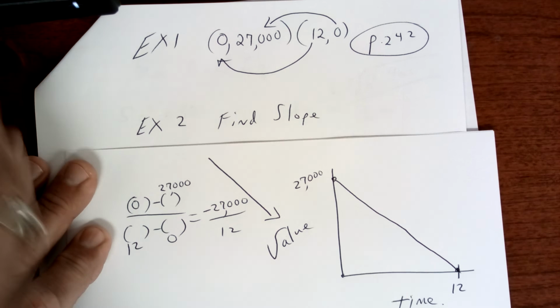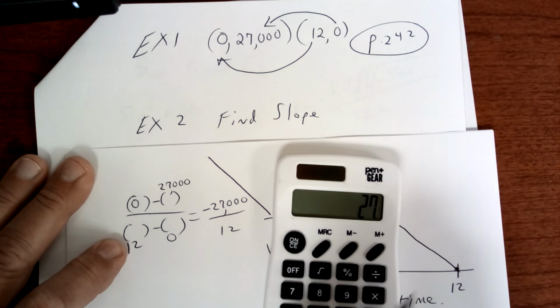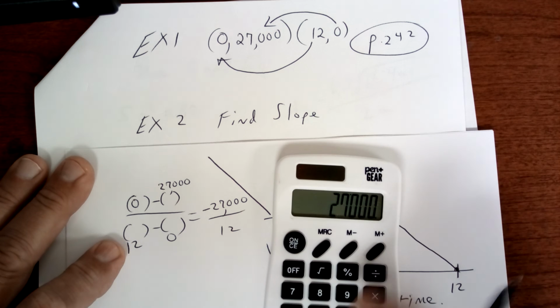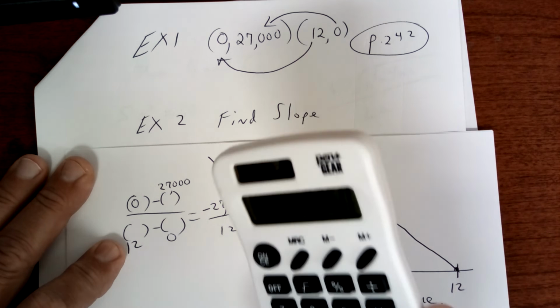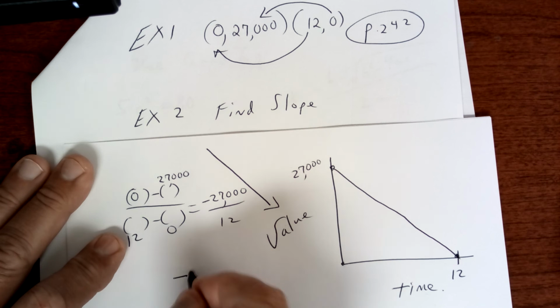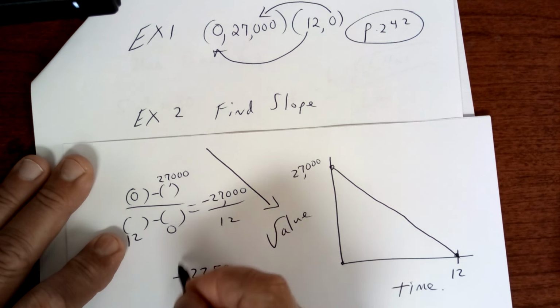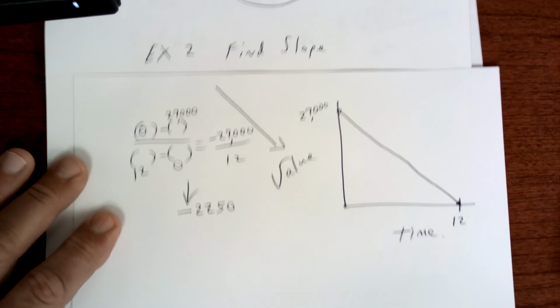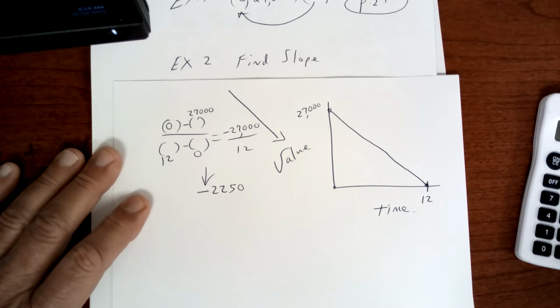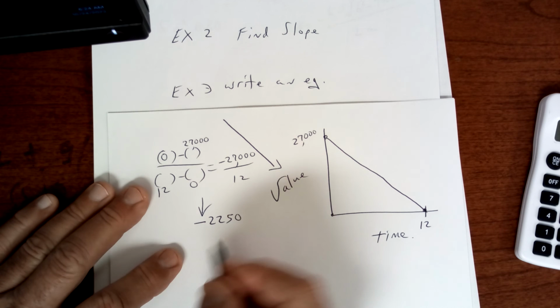So you take your calculator, and you get 2250. So this car is decreasing by $2,250, and it's decreasing because it's a negative. That's your slope. Write an equation. Do you remember the equation of a line? So put example 3.